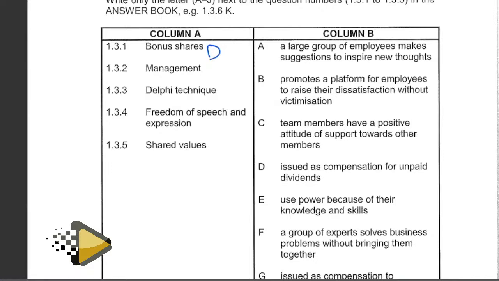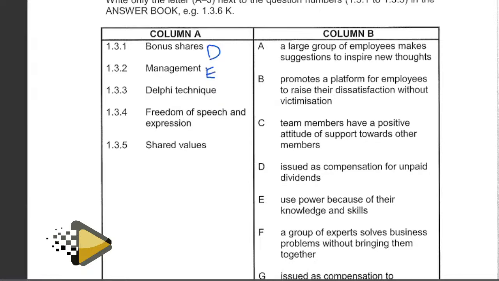So now we also have management. Remember, management is the process of planning, controlling, also leading the organizational resources so as to achieve or attain the expected or set goals or objectives. So now, it means in this regard, our appropriate answer is going to be E, where management use power because of their knowledge and skills. So it means here our appropriate answer is going to be E.